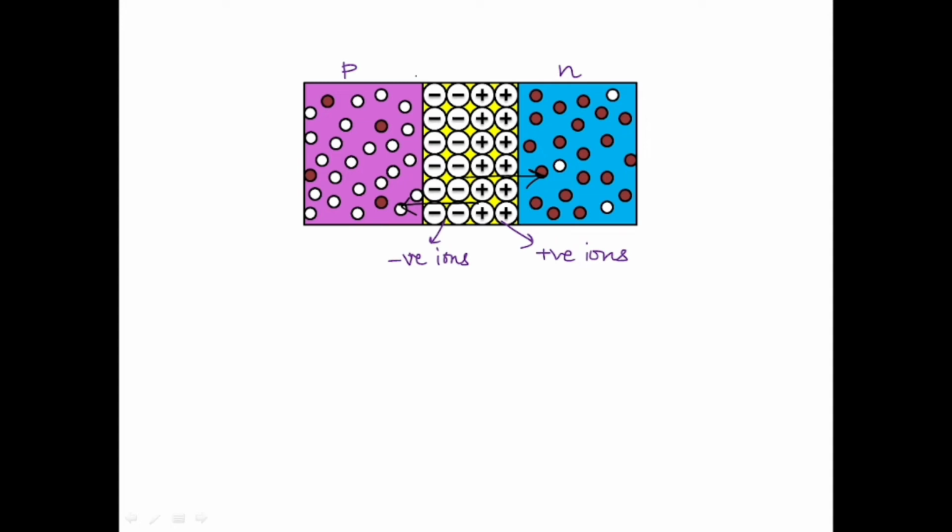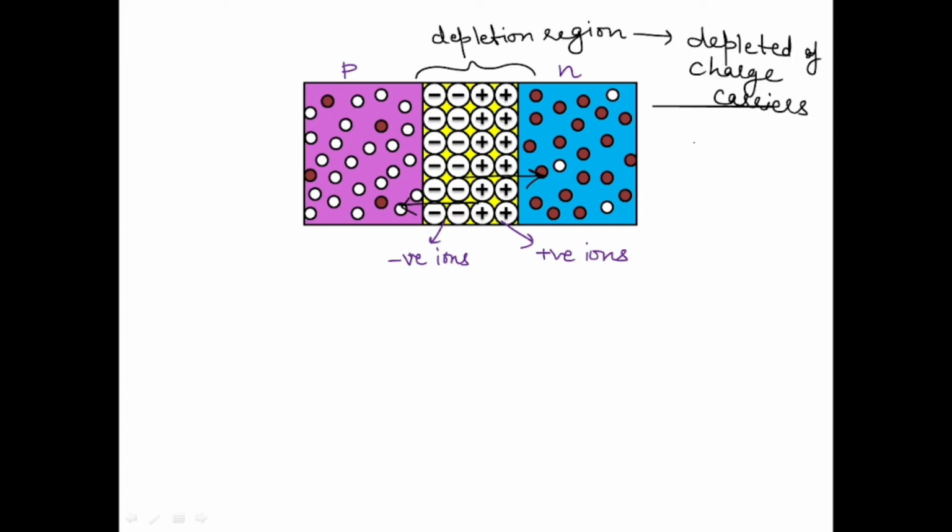And this junction area where these charges are accumulated is called the depletion region. Why depletion region? Because this area is depleted of charge carriers. No charge is present in this area, only ions which are immobile. This is the case of equilibrium.